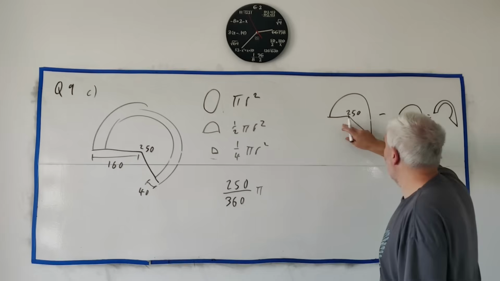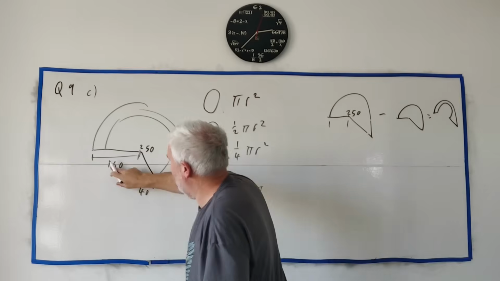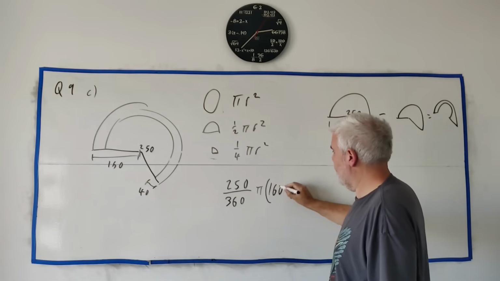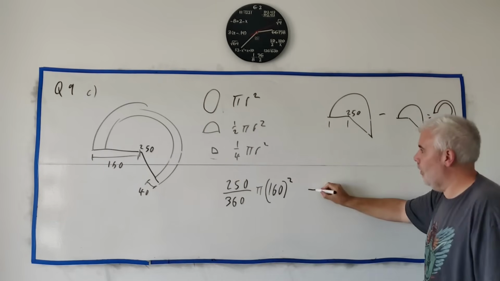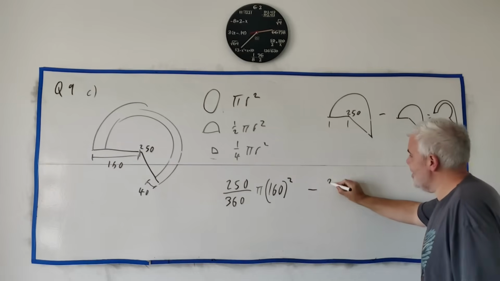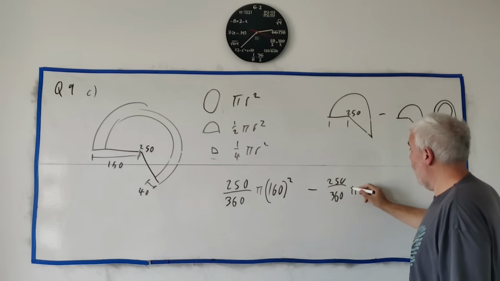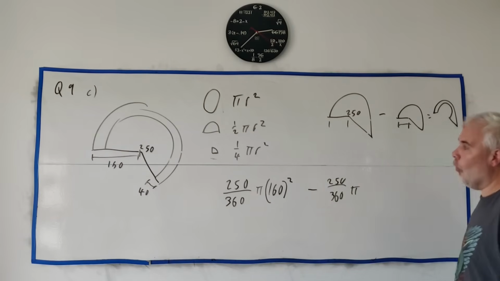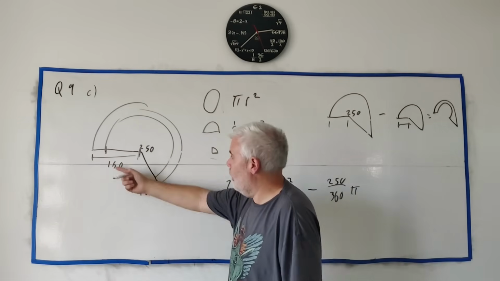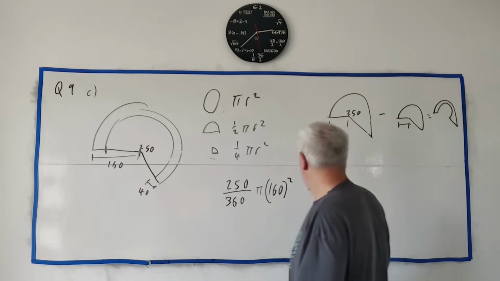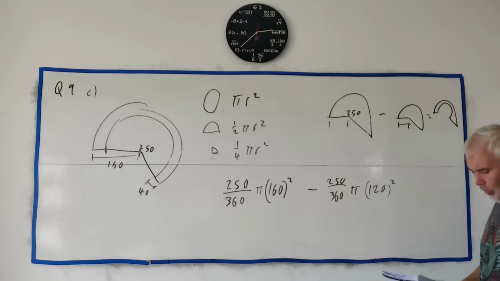And what's r? What's the radius of this big circle? And by this big one, I mean all the way from here out to here. It's 160. 160 squared. That's the area of this. Then we take away this smaller one. How much of a circle is this? This is still 250, the same angle over 360, times pi. The only difference here is r. What's the length from this point to the middle? It's not 160. You have to take this 40 away. It's 120 squared.